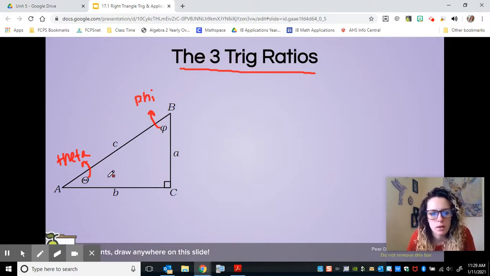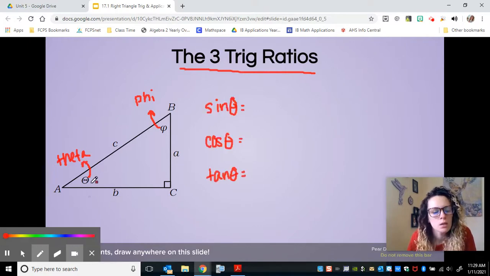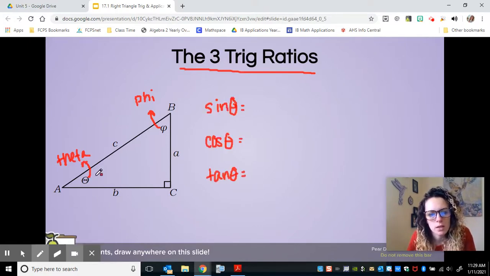All right, so I'm going to start by writing out all my information for theta. So focusing on theta, if I look at the sine of theta, remember sine is opposite over hypotenuse. So in terms of the lowercase letters for my sides, I would be looking at a over c. Cosine of theta, remember cosine is adjacent over hypotenuse. So adjacent is b over my hypotenuse of c. Finally, tangent of theta, tangent is opposite over adjacent, so that means a over b.